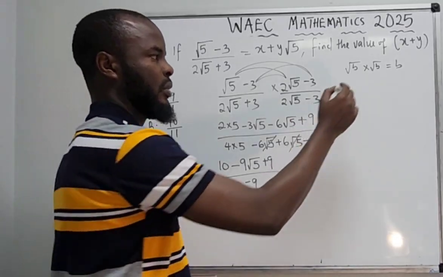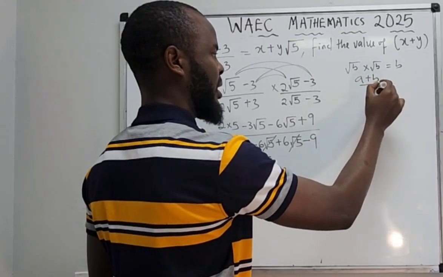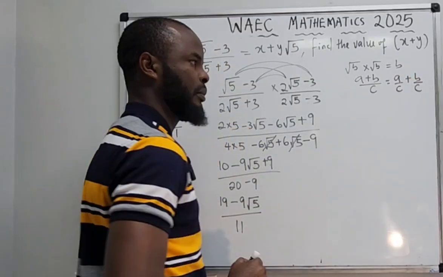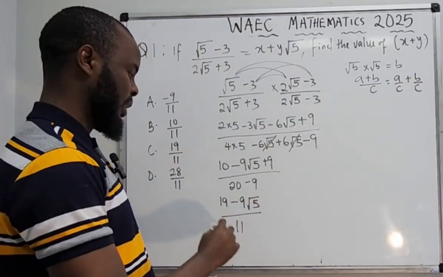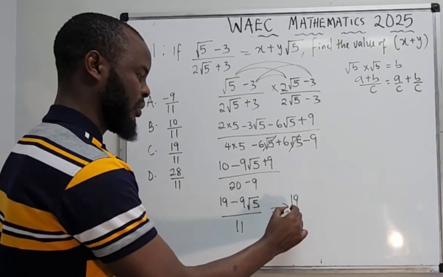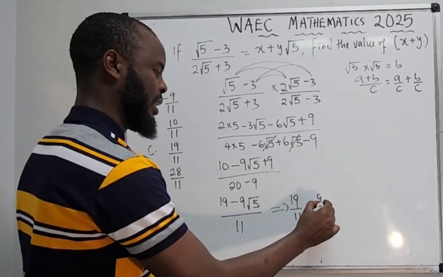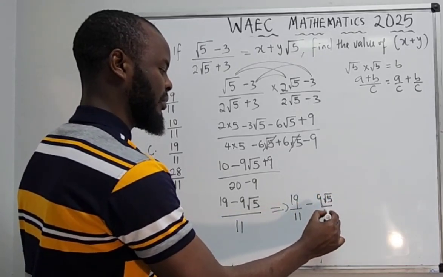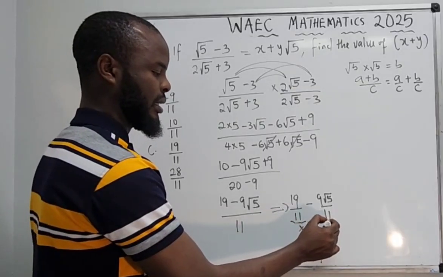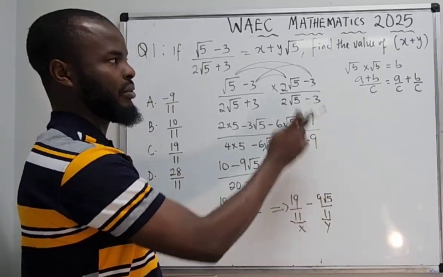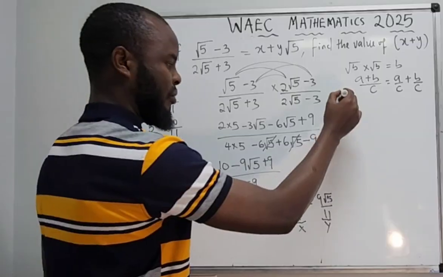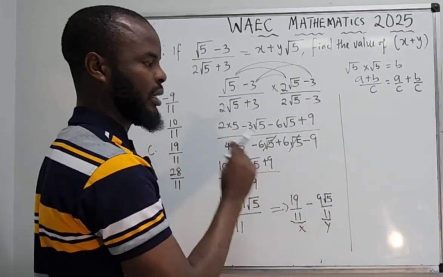There's another rule that says when you have a plus b over c, this can be written as a over c plus b over c. So applying the same rule here, this expression can be written as 19 over 11 minus 9 root 5 over 11. This is my x, while this is my y. Root 5 is going to be the corresponding coefficient. Okay? Now, here, I've gotten my x to be this, y to be negative 9 over 11.